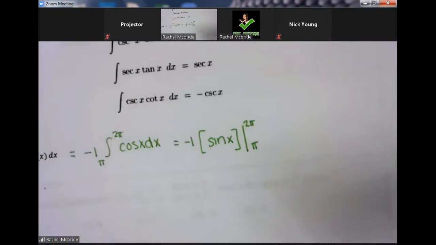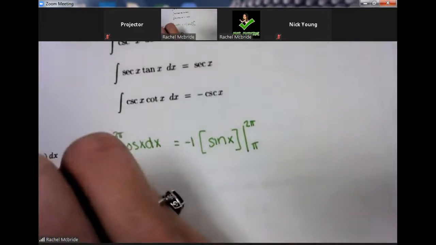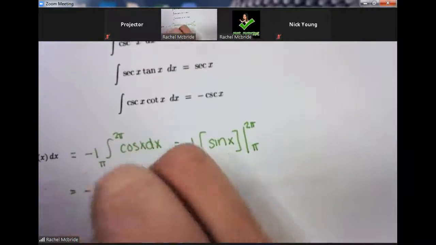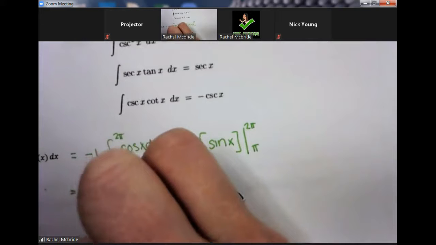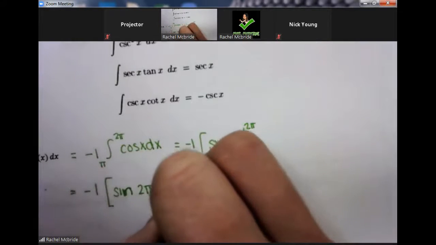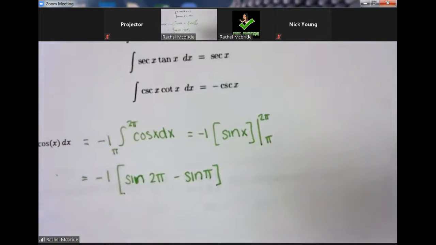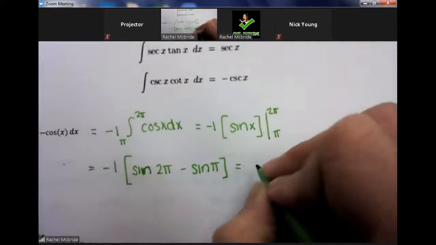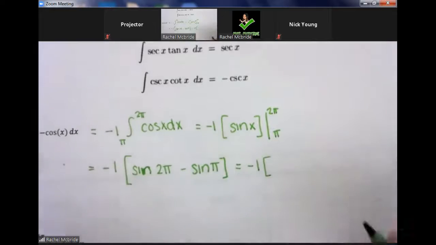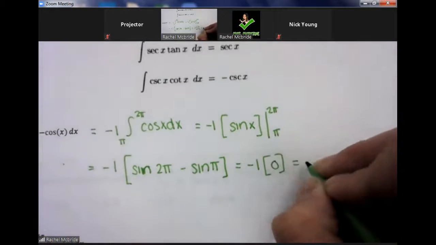And then what we do from here is keep the negative 1 out in front. Take the sine of 2 pi minus the sine of pi. And we get negative 1 times, the sine of 2 pi is 0, the sine of pi is 0. Negative 1 times 0 is 0.